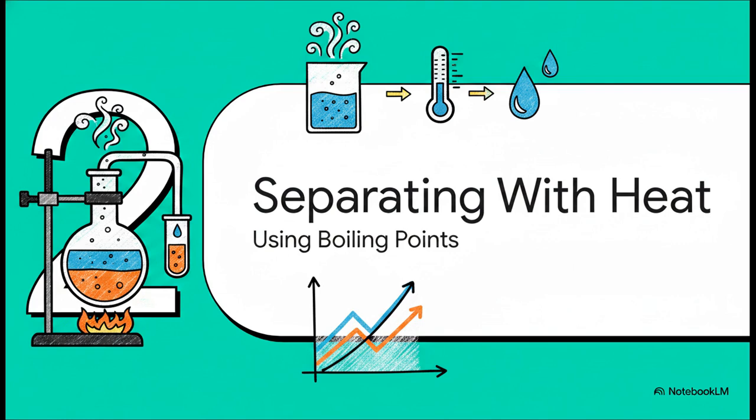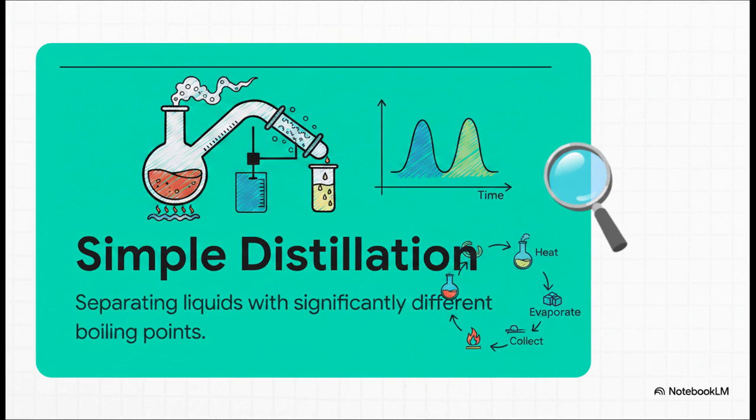But what if your beaker has a mixture of two different liquids that are completely mixed together? Okay, let's move on to our next set of tools. This time, we're going to take advantage of a different physical property, boiling point. And that brings us to distillation. The whole idea is to heat a liquid mixture so that the component with the lower boiling point turns into a vapor first. Then you capture that vapor, you cool it back down into a pure liquid, and you collect it somewhere else. So it's heat, evaporate, cool, collect. That's distillation in a nutshell.